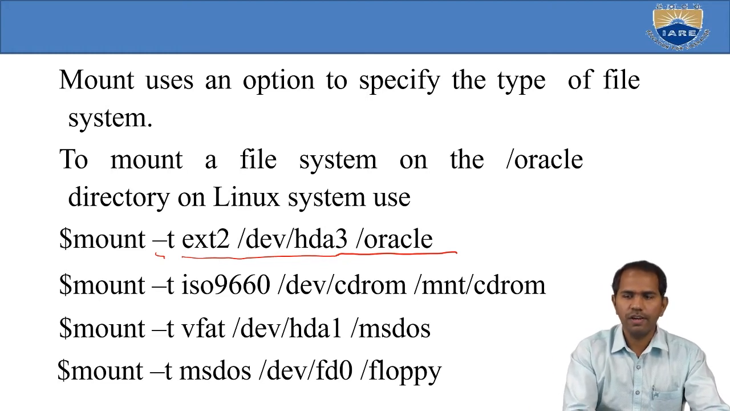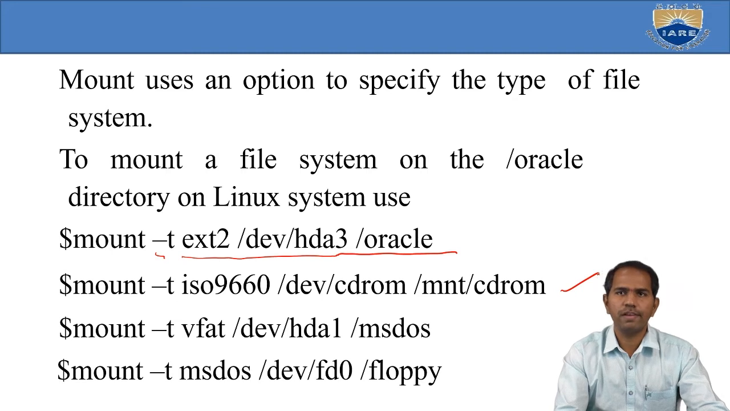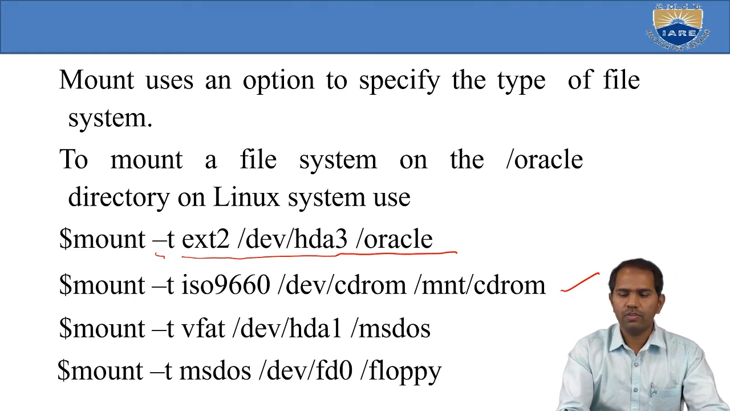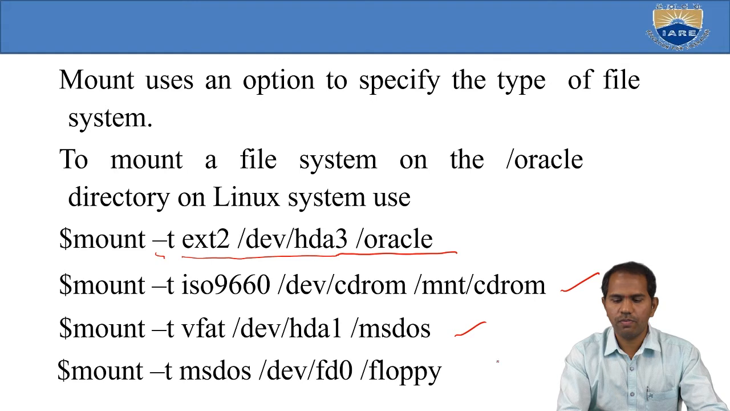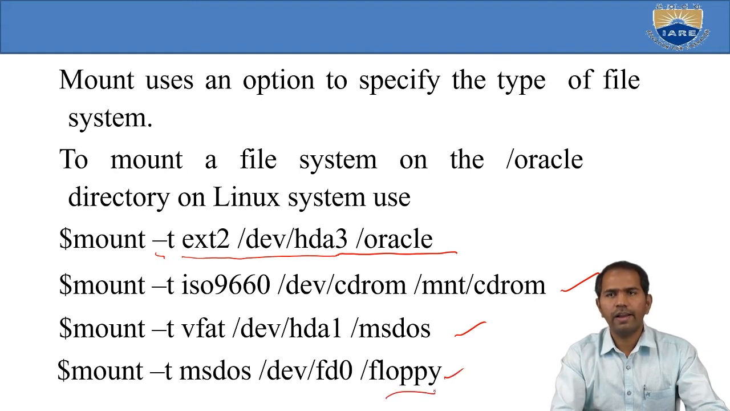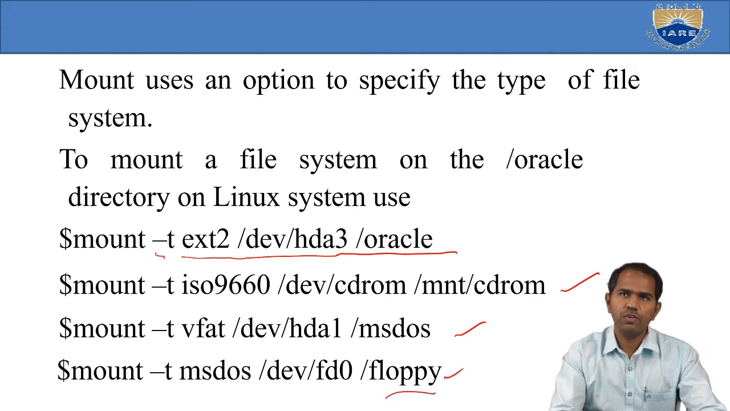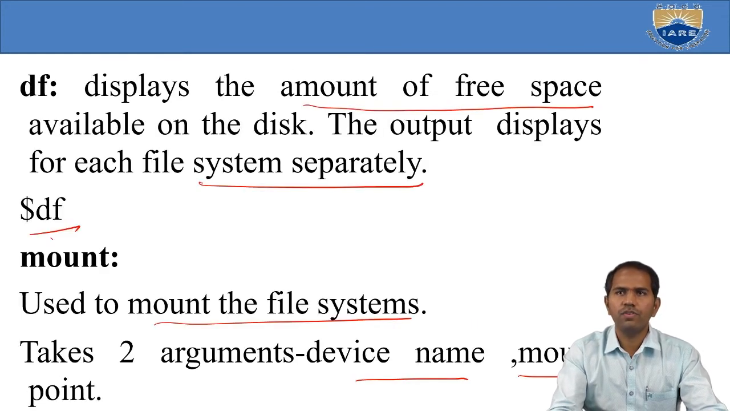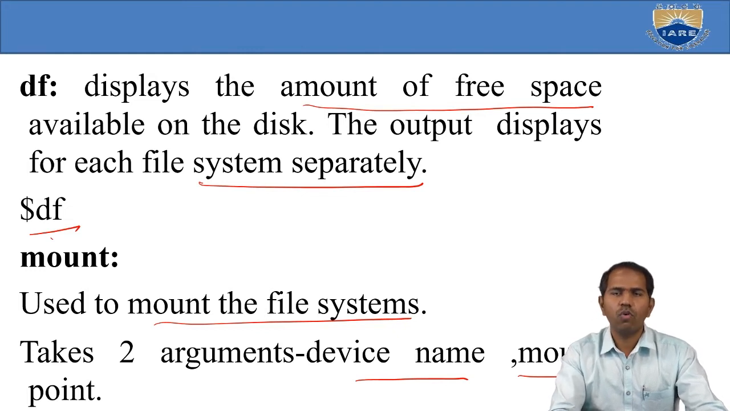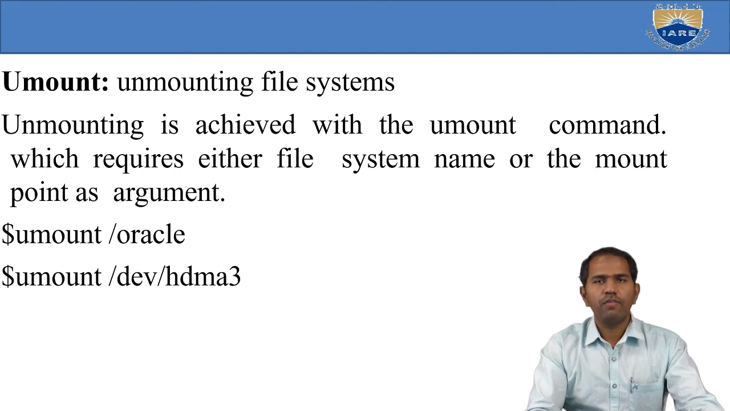The second one is the CD-ROM. This one is connected to the CD-ROM with -t iso9660, device cdrom, and the mount point for the CD-ROM. And then the next one is MS-DOS, like a floppy. Floppy is from the olden days. Now we connect different devices by using the mount command. It has to maintain two arguments: the first one is a device name and the second one is a mount point.